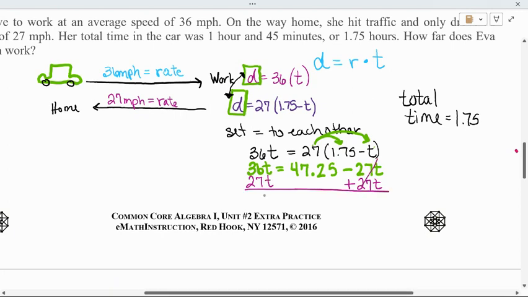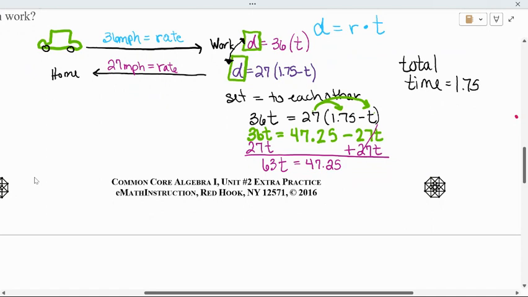So when I do that, 63t equals 47.25. 63t equals 47.25. How are we going to get the time that she traveled to work, because t just represents her time for work? How are we going to figure out what t is? Yeah, we're going to divide both sides by 63.